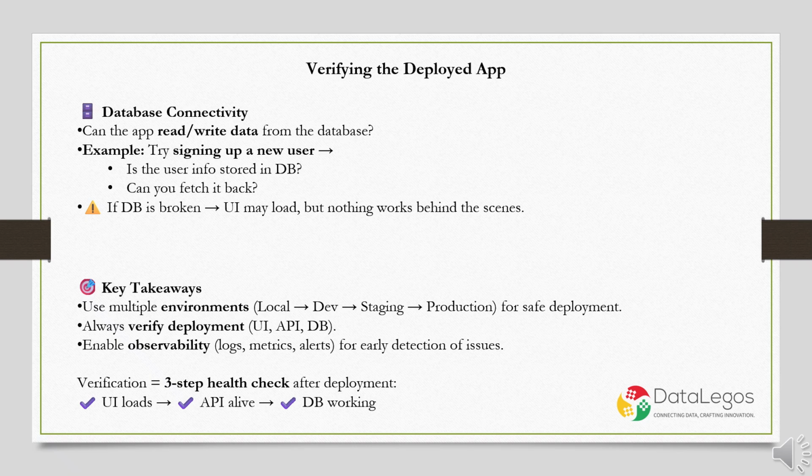So here are the key takeaways. Always use multiple environments, local, dev, staging, and production, for safe deployments. After deployment, verify across all 3 layers, UI, API, and database. And finally, enable observability, things like logs, metrics, and alerts so you can detect issues early, before users even notice. In short, verification is a 3-step health check: UI loads, API alive, and DB working.